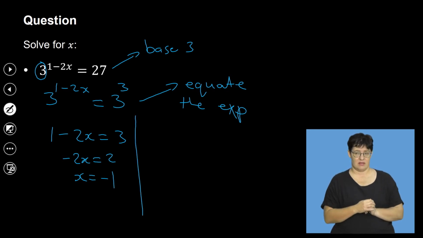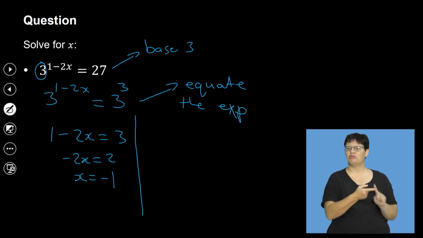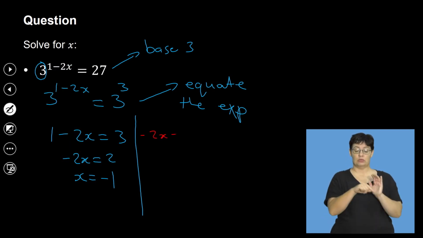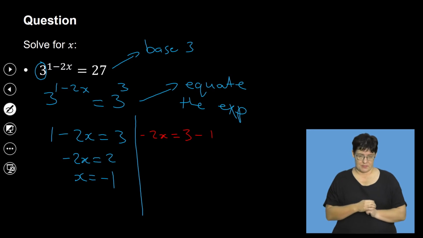Just for people like myself who are still trying to understand maths, where does the 2 come from? It's going to be minus 2x equal to 3 minus 1, right? So that's where the 2 comes from, just so that I don't lose you there.